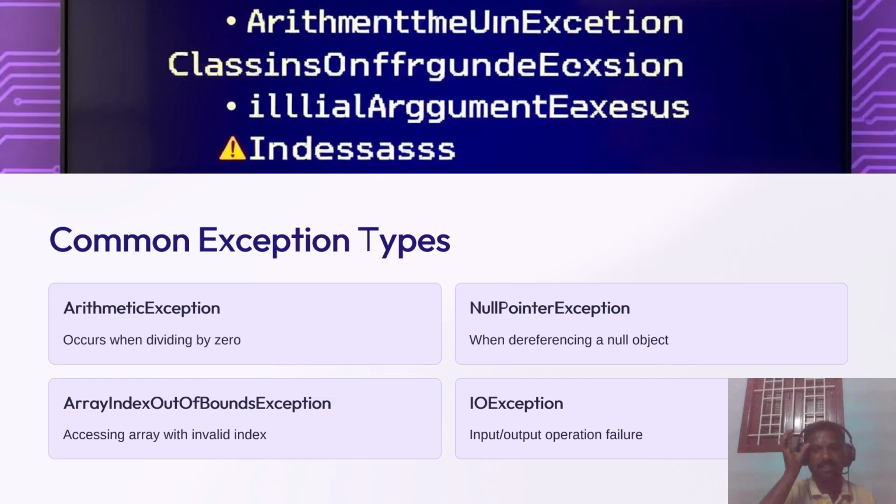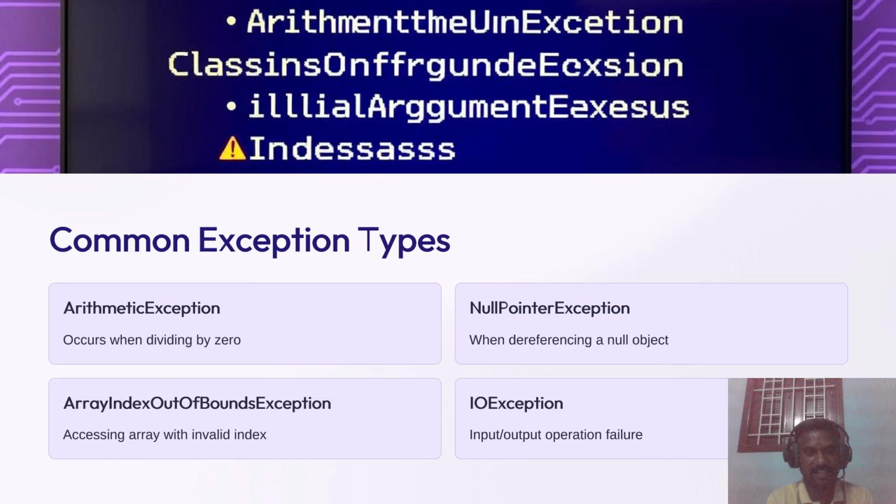In this slide, we are going to see some of the common exception types. For example, these are all the inbuilt exception types. Exceptions can be classified into two types. One is built-in exceptions. Another one is user-defined exceptions. So this is the built-in exception.